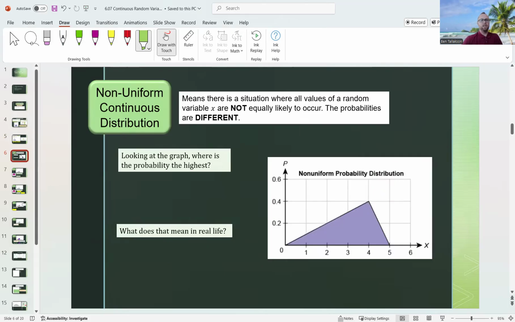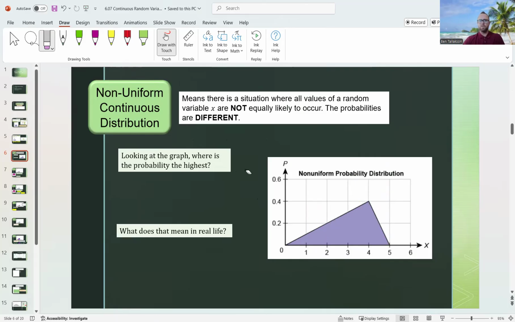And now we're ready to look at the triangle. This is considered a non-uniform continuous distribution because the probability is changing. It's going up and up and up. Anytime you look, the probability is changing. So probabilities are different. This is not a uniform distribution. This is a situation where all values of a random variable x are not equally likely to occur, not at all. Let's just make sure we understand what we're looking at.